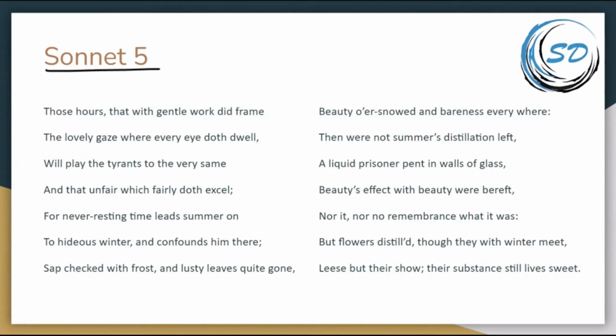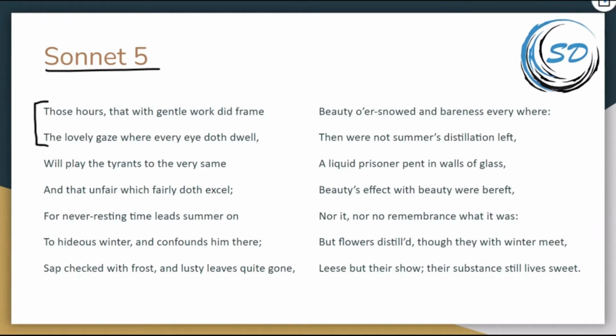Those hours, that with gentle work did frame, the lovely gaze where every eye doth dwell, will play the tyrants to the very same, and that unfair which fairly doth excel. For never-resting time leads summer on, to hideous winter, and confounds him there. Sap checked with frost, and lusty leaves quite gone, beauty o'ersnowed and bareness everywhere. Then were not summer's distillation left, a liquid prisoner pent in walls of glass, beauty's effect with beauty were bereft, nor it, nor no remembrance what it was. But flowers distilled, though they with winter meet, leese but their show, their substance still lives sweet.